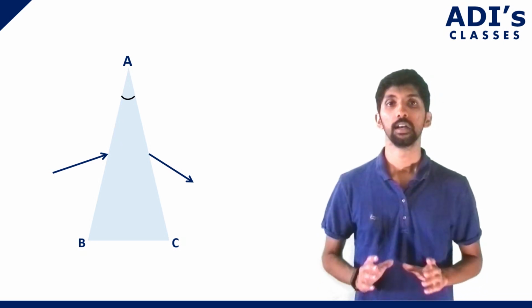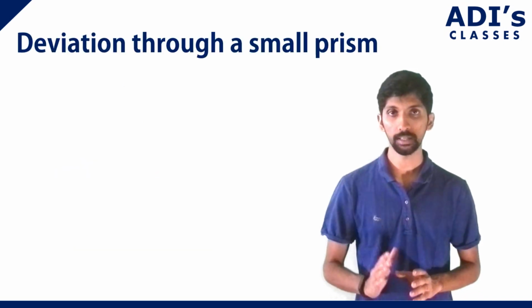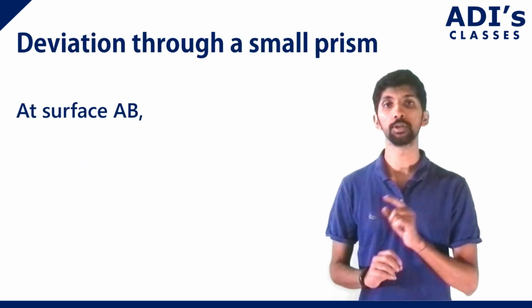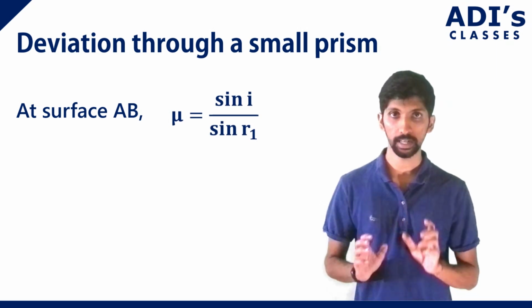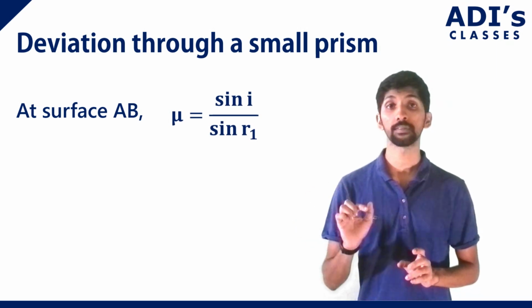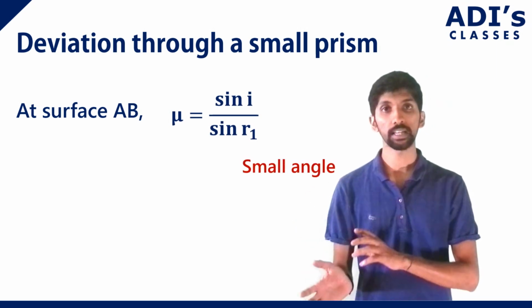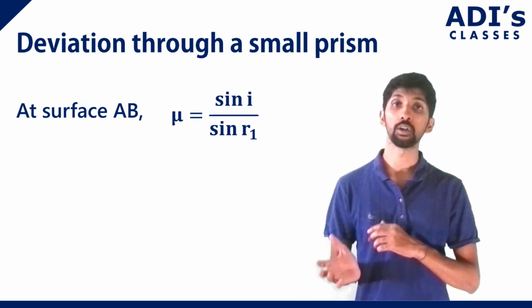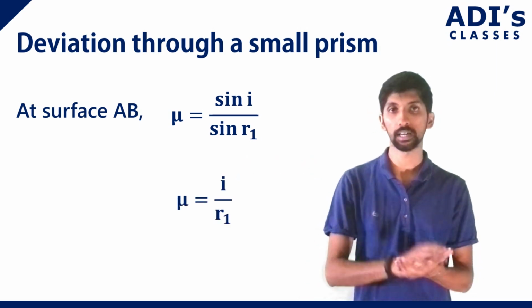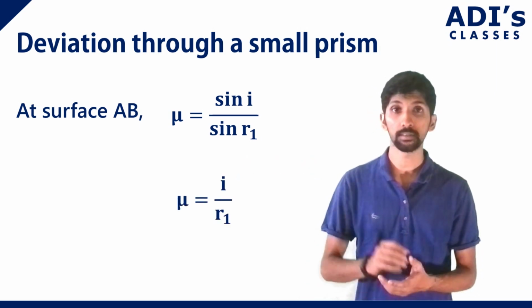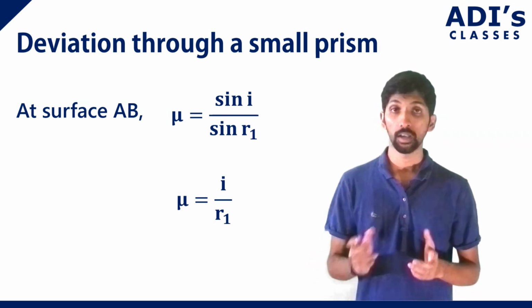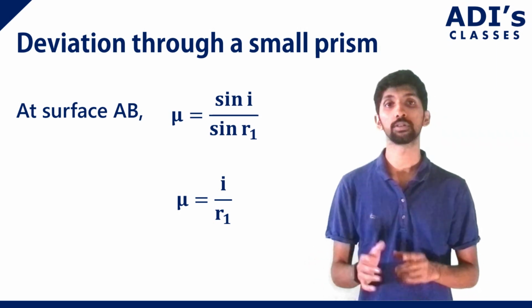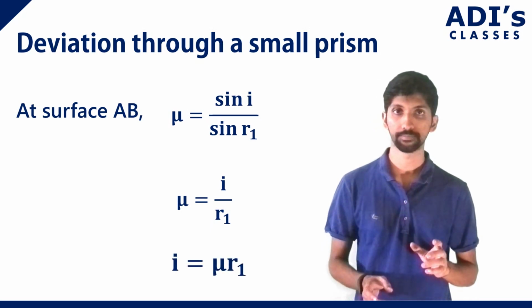Okay, fine. Now at the surface AB, what we have is mu is equal to sin i by sin r1, right? Since i and r1 are very small angles, sin i and sin r1 can almost be equal to i and r1. So what we get is mu is equal to i divided by r1, right? In other words, i is equal to mu into r1.